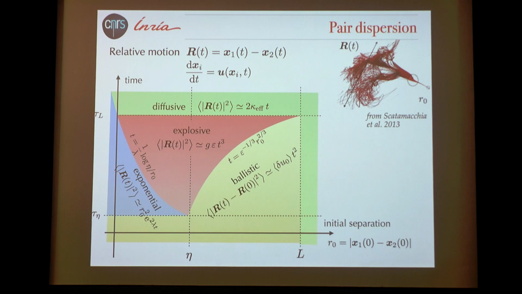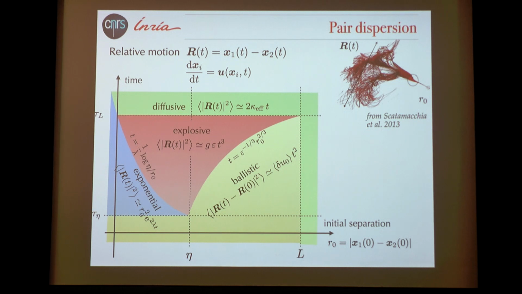And then I will be more interested in another regime, which is in between here, which is the so-called explosive regime, where typically the average square distance between particles is growing in a super diffusive manner, and actually like the power 3 of time, with a coefficient here which is independent of their initial separation. So that's why it's explosive. But diffusion is also explosive. So basically, if you have two diffusing particles, they separate in a manner which is independent of the initial separation. So you can make them at the same location, and they will separate.